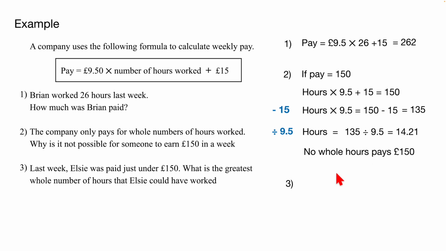Not a nice question, but at least it opens the door for an easy answer for question 3. Last week, Elsie was paid just under £150. What's the greatest number of hours Elsie could have worked? Well, we've just found out that about 14.21 would give you 150. So I think it's 14. Let's work out 14 times 9.5 plus 15, 148. Had she worked another hour, you get another £9.50, and of course that's over 150. So that is the maximum number of hours Elsie could have worked.